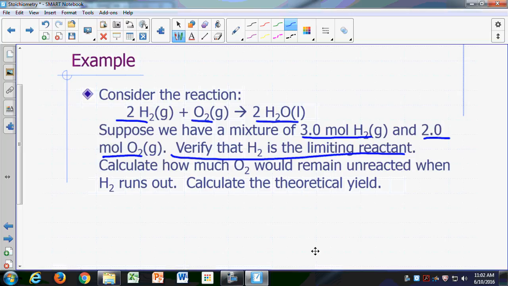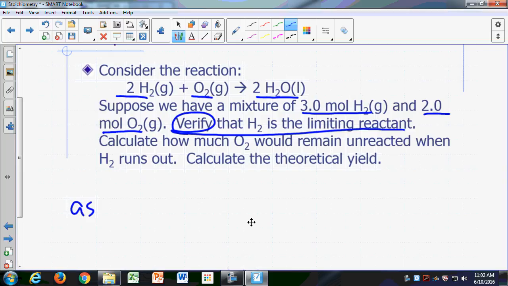Well, let's assume H2 is the limiting reactant, and then let's figure out how much O2 we have consumed, and then compare that with the amount of O2 that we actually have. Let's verify that we still have an excess of O2. Okay, so assume H2 is limiting. To verify that it is limiting, let's assume that it is, and if we don't get a contradiction, then that assumption is correct. So assume H2 is limiting, LR, the limiting reactant.